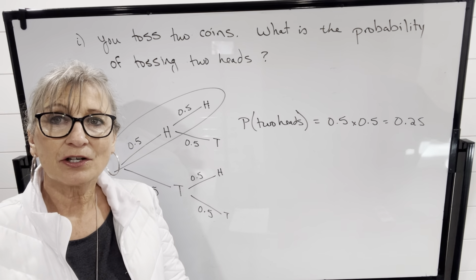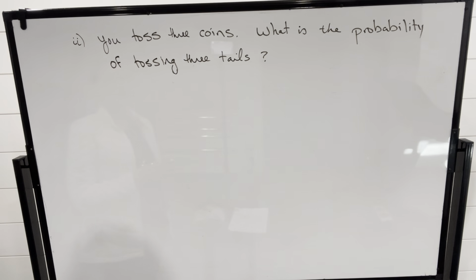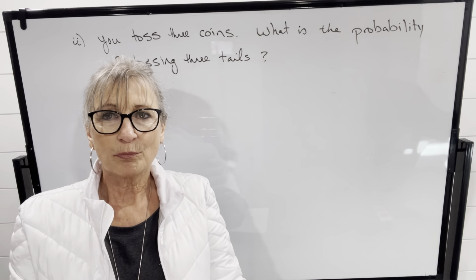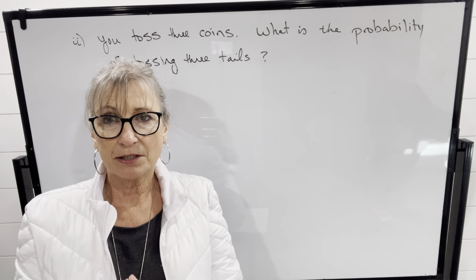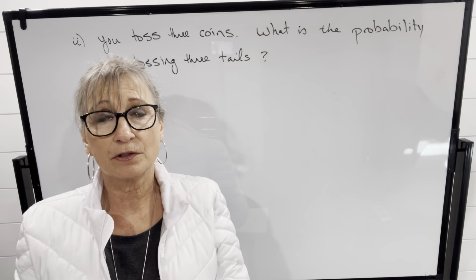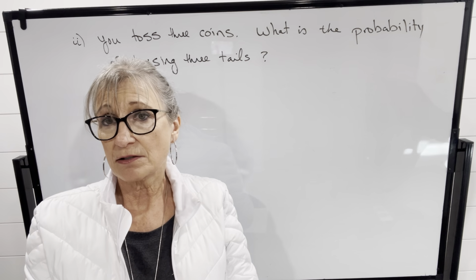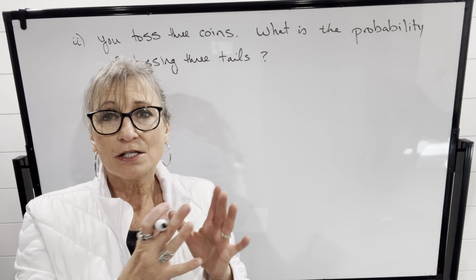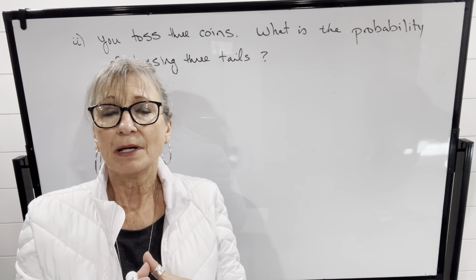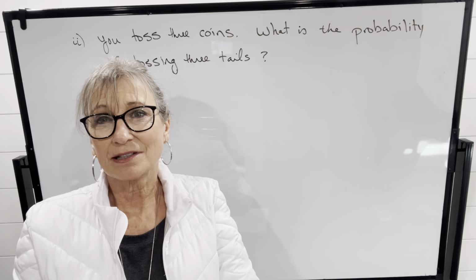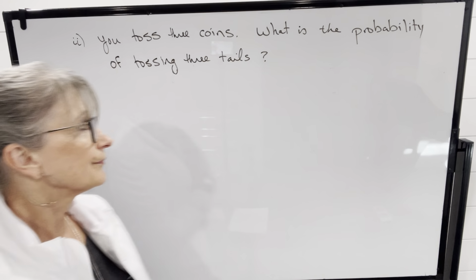Let's take a look at tossing 3 coins. Our next example says you toss 3 coins. What is the probability of tossing 3 tails? As it gets more complex, I am going to use a tree diagram, especially because if I was asking what's the probability of tossing 2 tails and 1 head, it gets a little more complicated than just tossing 3 tails. So let's take a look at our tree diagram and answer this question, and then I'll answer another question that's a little bit more challenging.